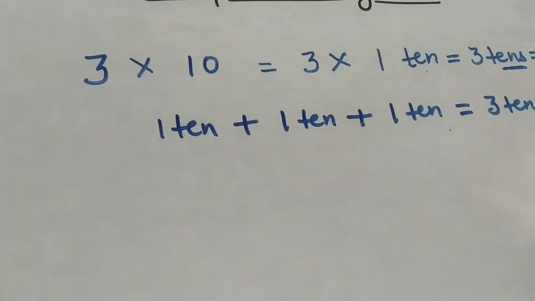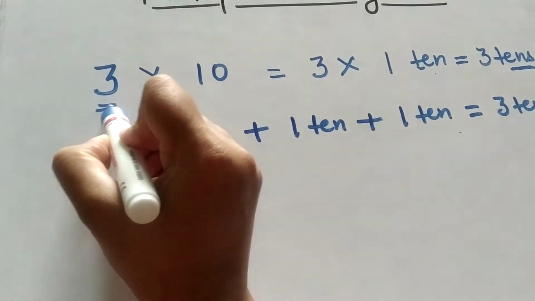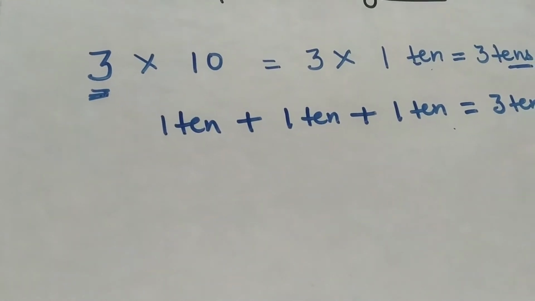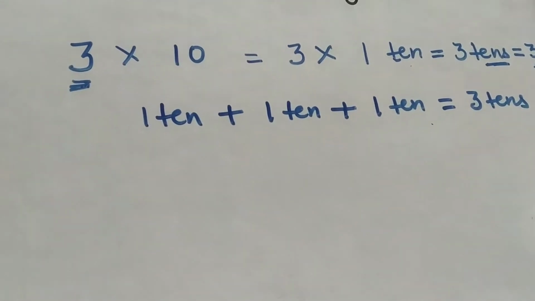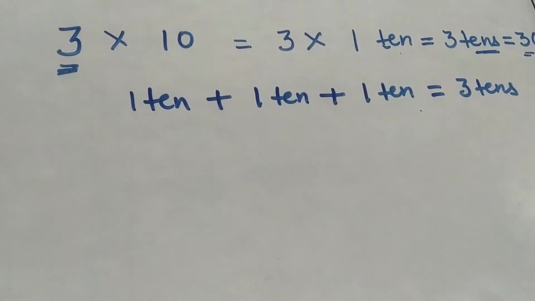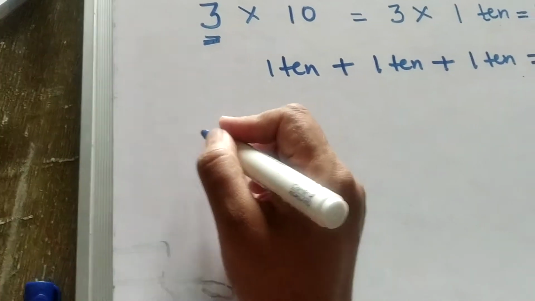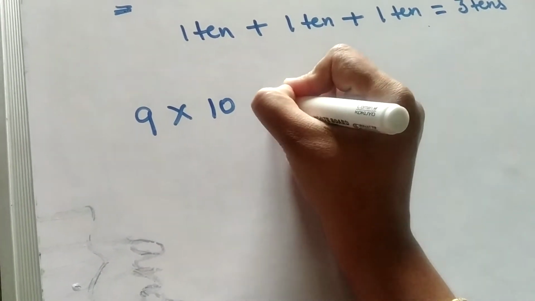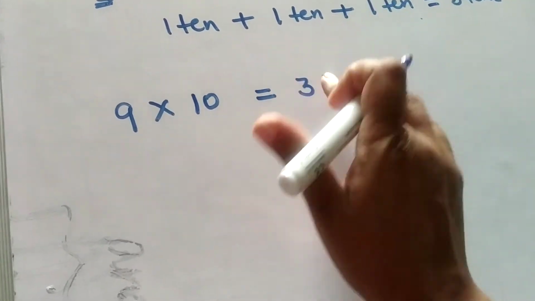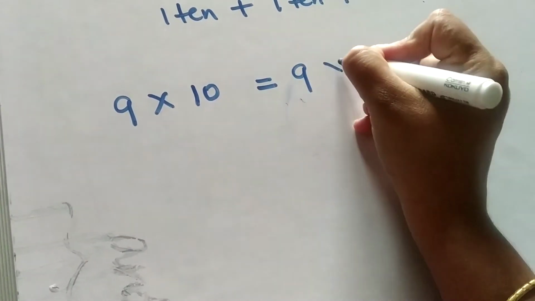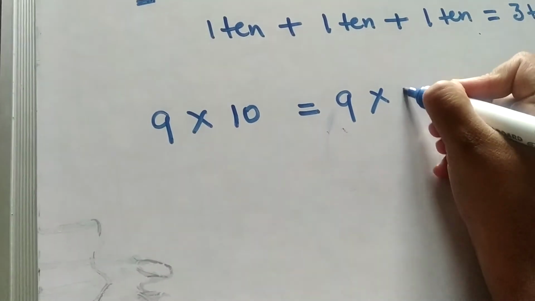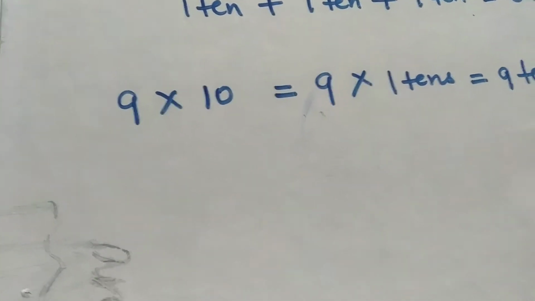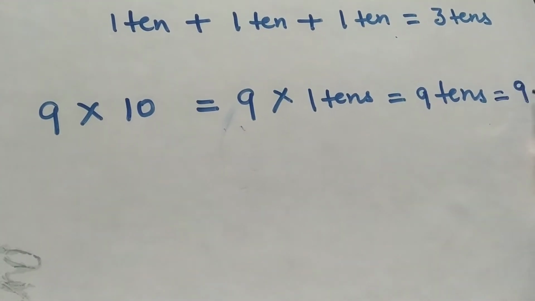Got it? So the difference that I saw is the number 3 was multiplied by 10. In the answer also 3 was there, and then 1 zero was added to the right. Now let's multiply another number, 9 by 10. It becomes, in the same process, 9 into 1 ten, and it will become 9 tens, right? And 9 tens is 90.